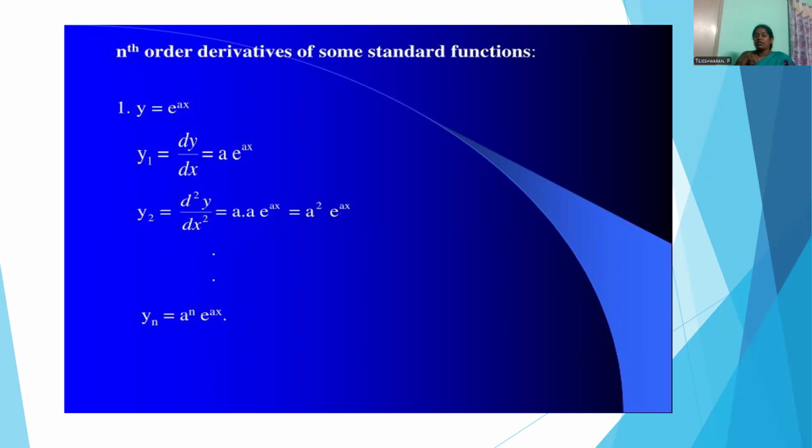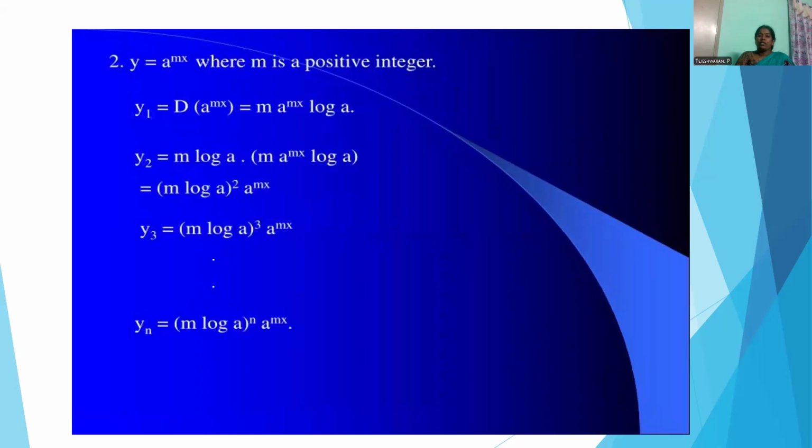Continuing this process, we differentiate up to n times, we get the nth derivative yn. We write y with suffix n, equal to yn. The answer is a power n e power ax.